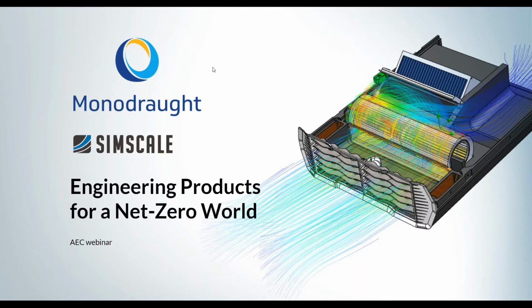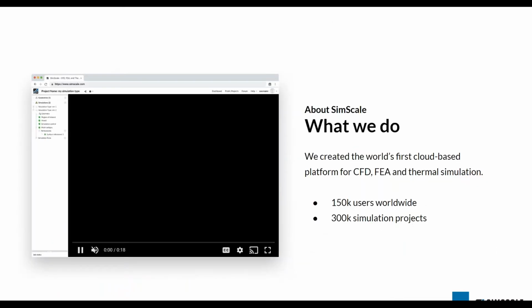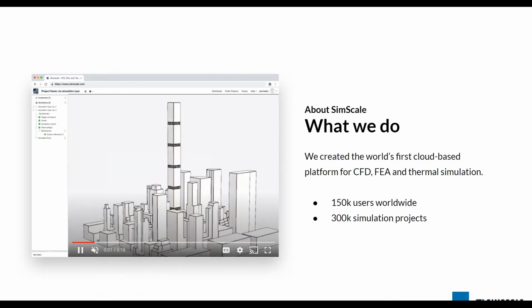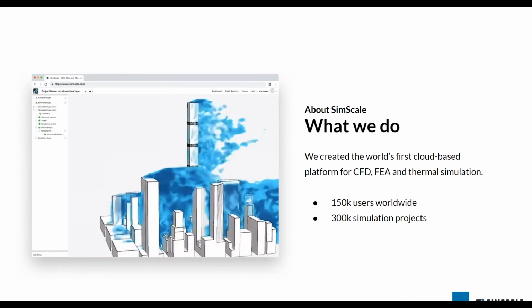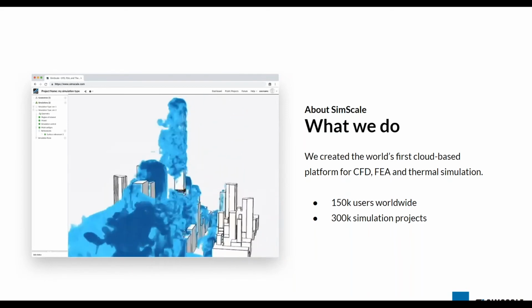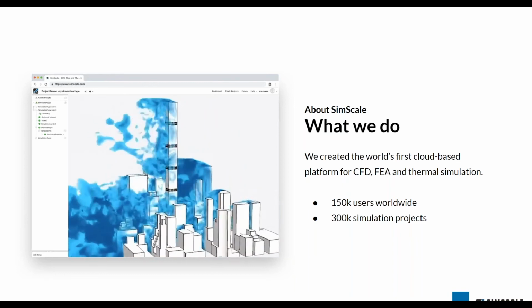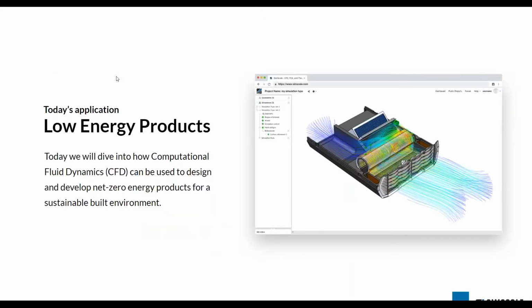Let me quickly make some introductions before we start. SimScale is a software company headquartered in Munich, Germany, founded in 2012, and we have built the world's first production-ready SaaS application for engineering simulation. This means our software is accessed entirely in a web browser, and it's used by architects, engineers and designers all over the world to perform various types of simulation and modeling, including fluid dynamics, FEA, and thermal modeling.